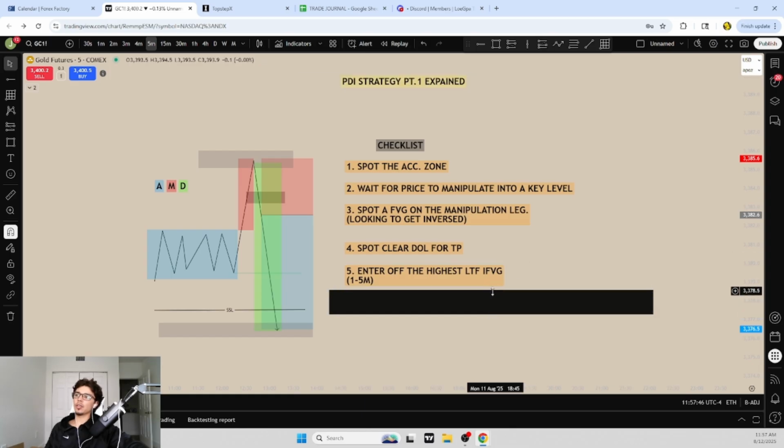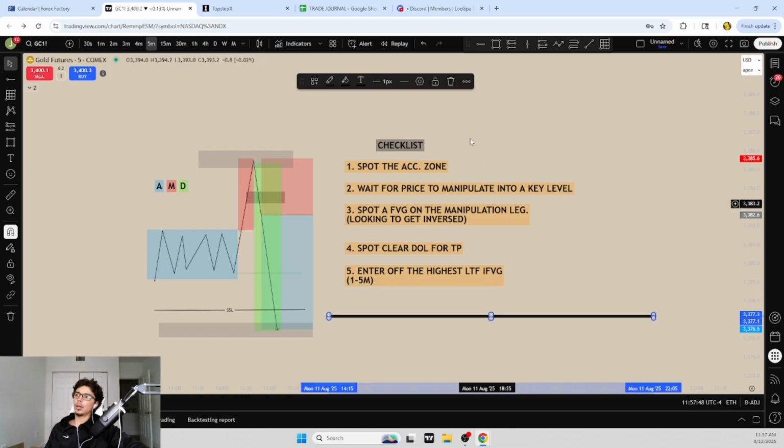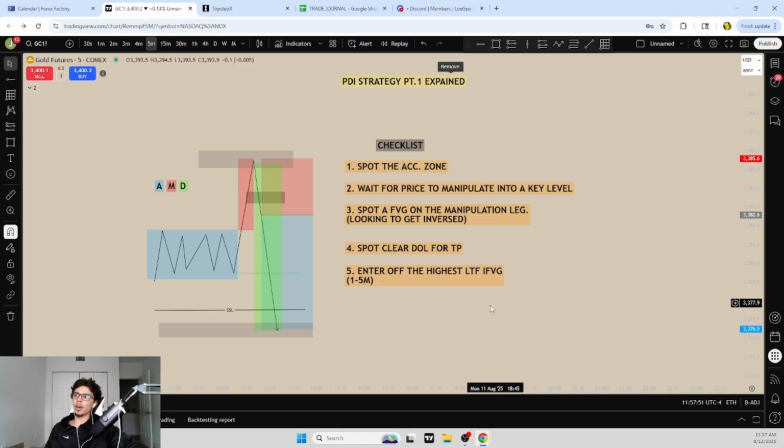Well, we're going to enter off the highest low time frame inversion fair value gap. So if we have a 2-minute fair value gap and a 3-minute, we're only worried about the 3-minute. If we have 2 1-minutes and a singular 4-minute, we're only worried about the 4-minute. So we're taking the highest time frame fair value gap in the manipulation leg on the 1 through 5 minute.